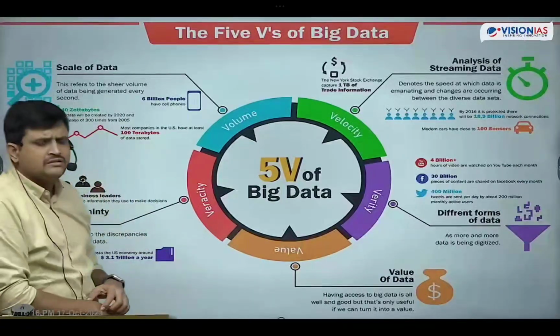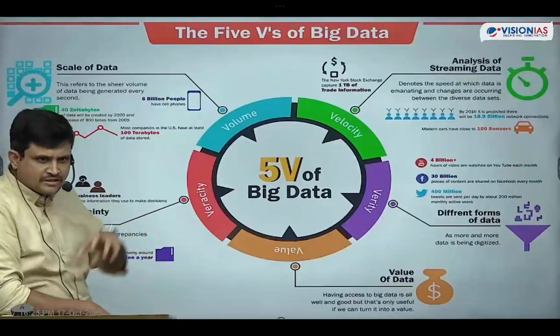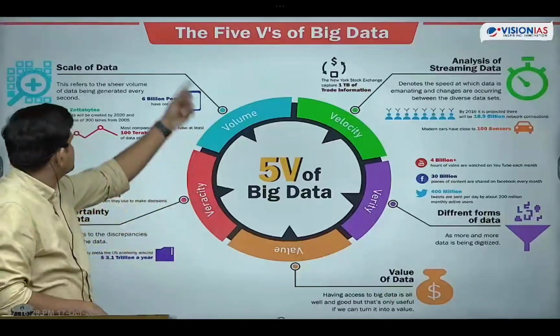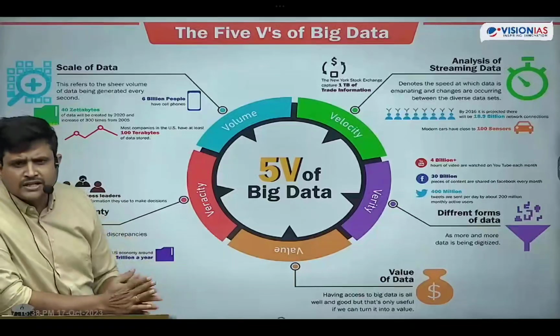Next one is value of data. How much accuracy do we have when using this data? That we call value. Next, veracity, the uncertainty in data. Where wrong data is there, we should identify it and remove it. Next one is volume of data. Volume means the amount of data that we are managing. Scale of data, we call it.